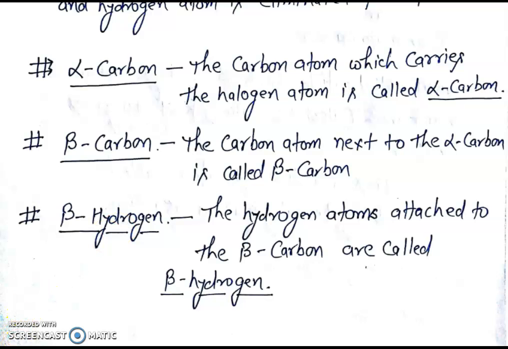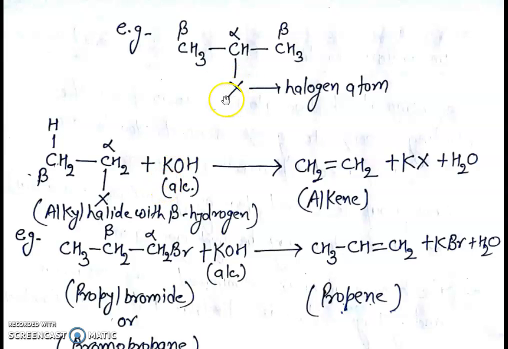For example, the halogen atom is attached to this carbon atom, so this carbon is called alpha carbon. And the carbon atom next to the alpha carbon is called beta carbon. And the hydrogen atoms attached to the beta carbon are called beta hydrogen.